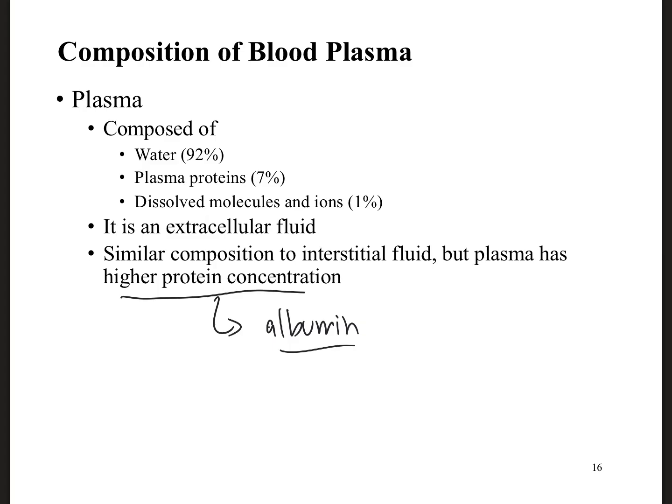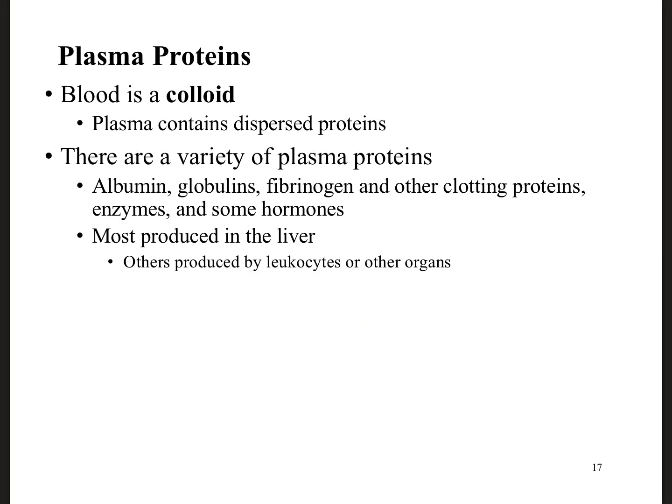Think about what would happen if that didn't happen, right? Blood would move through the system, it would lose fluid to the tissues, and then you wouldn't get enough back to the heart, and that's not coincident with life. All right, so by that premise, blood is what we call a colloid. It is a solution of dispersed proteins, right? Albumin is the big one that helps maintain osmotic balance.